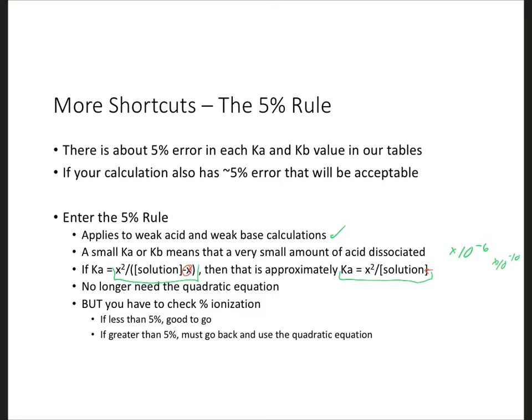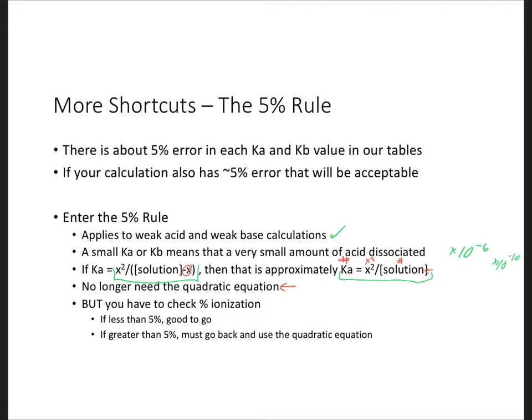And if we make that assumption, then you no longer need the quadratic equation, because you no longer have an x squared, an x, and a number. Now all we have is a number on the Ka, we have an x squared, and we have another number down here for the solution. And so you can solve that. We multiply both sides by the concentration of the starting solution, we get all numbers on the left, we take the square root, we get the value of x, good to go.